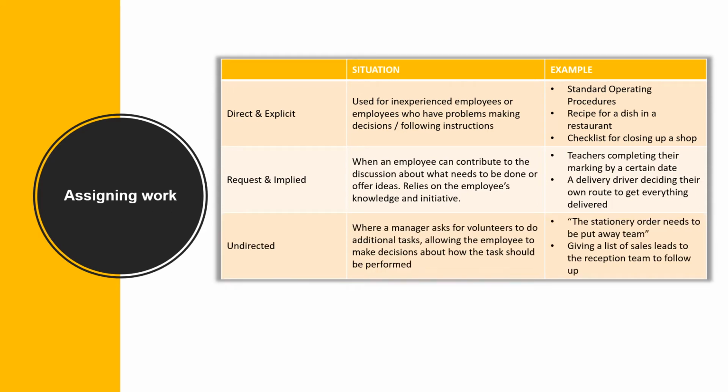Undirected is where a manager asks for volunteers to do additional tasks, allowing the employee to make decisions about how the task should be performed. For example, the stationery order needs to be put away, or giving a list of sales leads to the reception team to follow up.